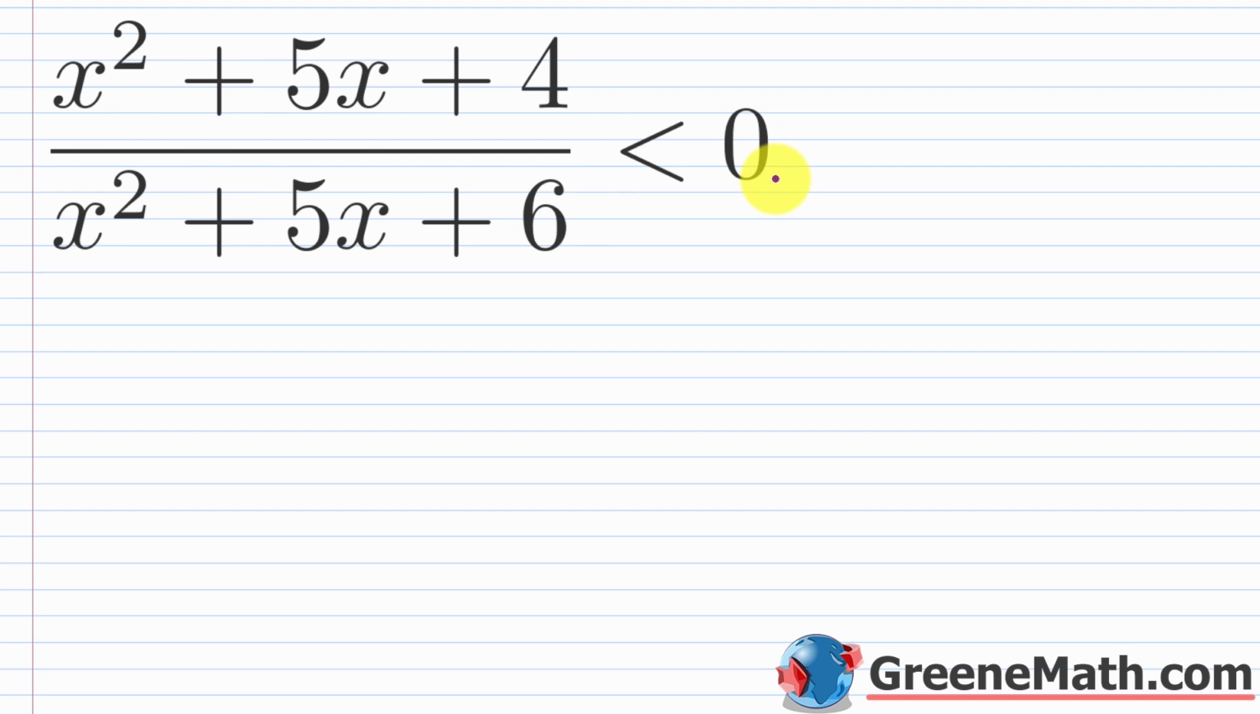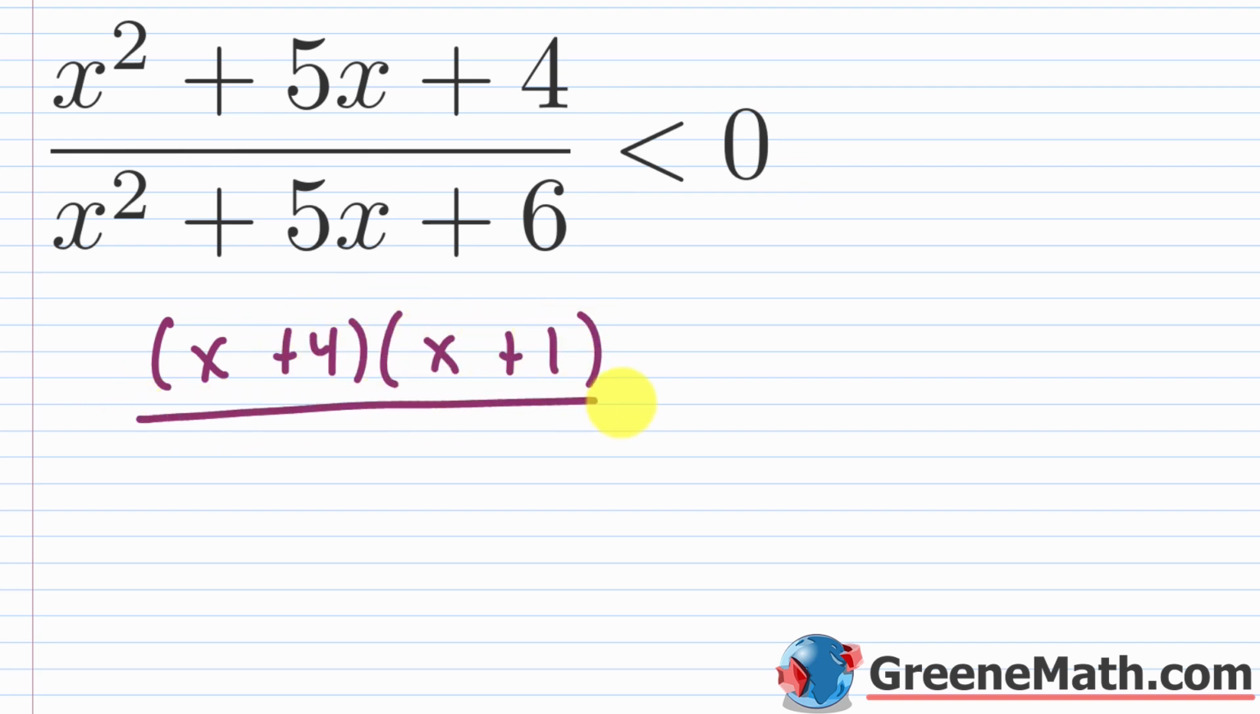So I'm going to factor this. In the numerator, I need two integers whose sum is 5 and whose product is 4. So that's going to be 4 and 1. So let's say this is x plus 4, this quantity, times the quantity x plus 1. This will be over. Down here, we need two integers whose sum is 5 and whose product is 6. So it's going to be 2 and 3. So we'll say this is x plus 2, this quantity times the quantity x plus 3.